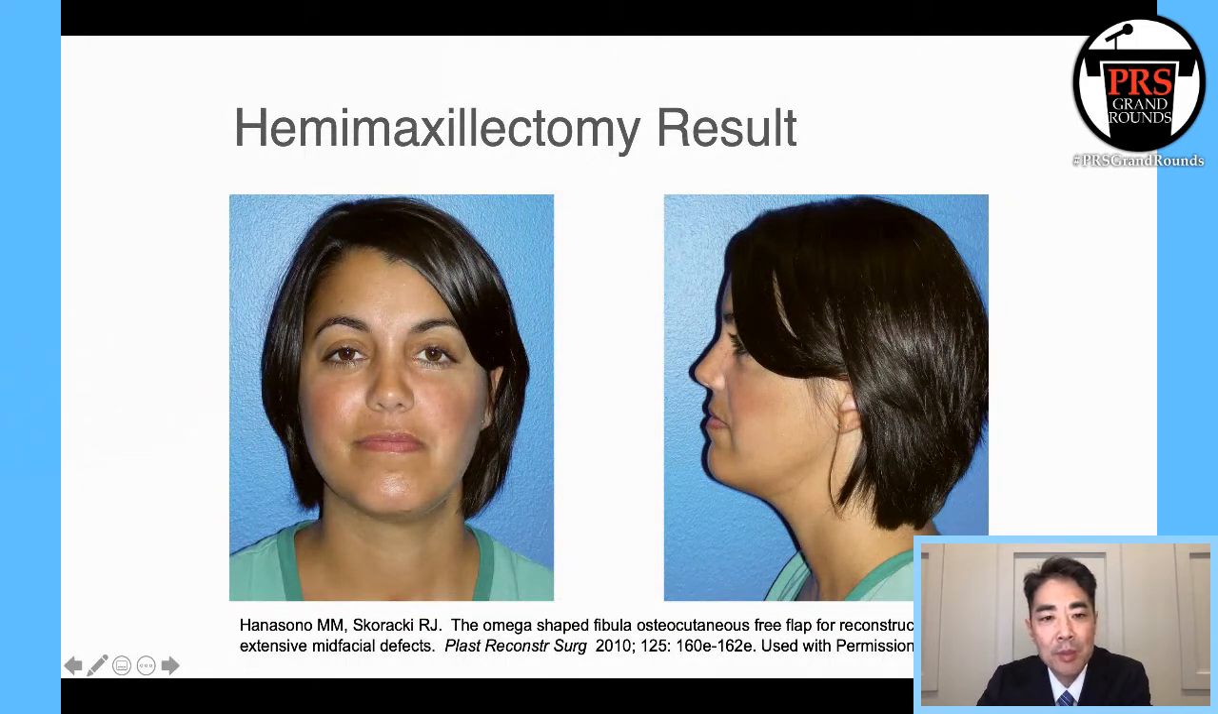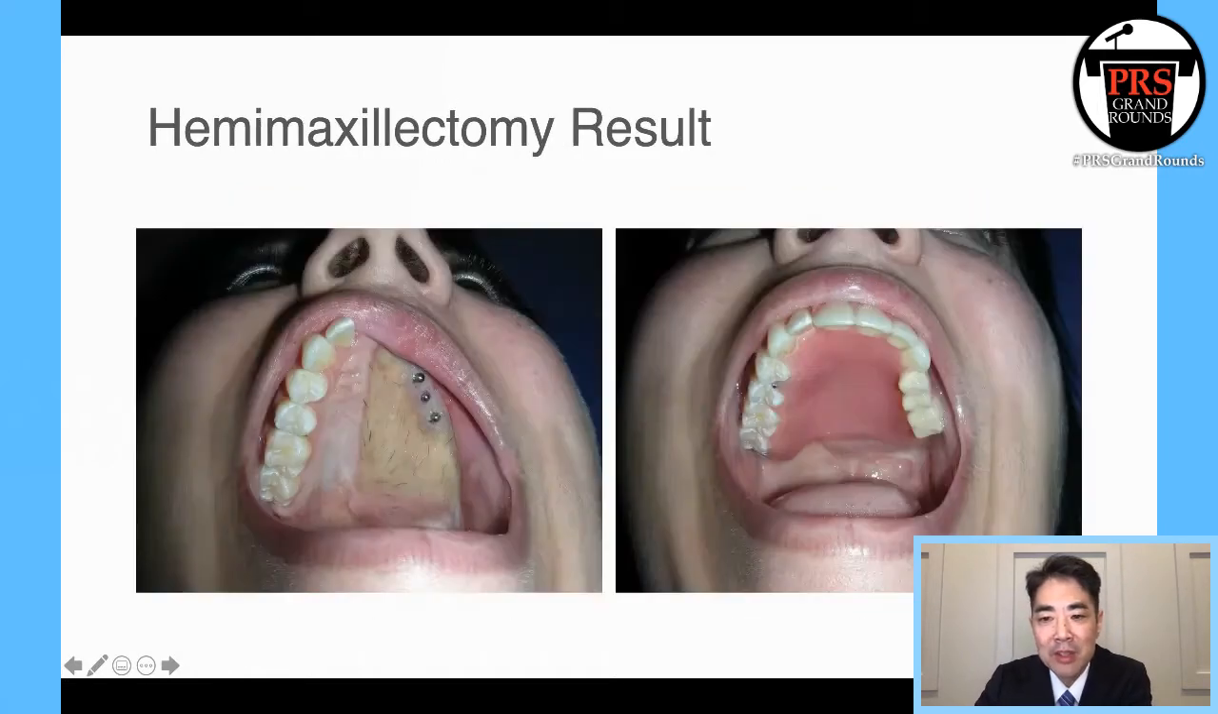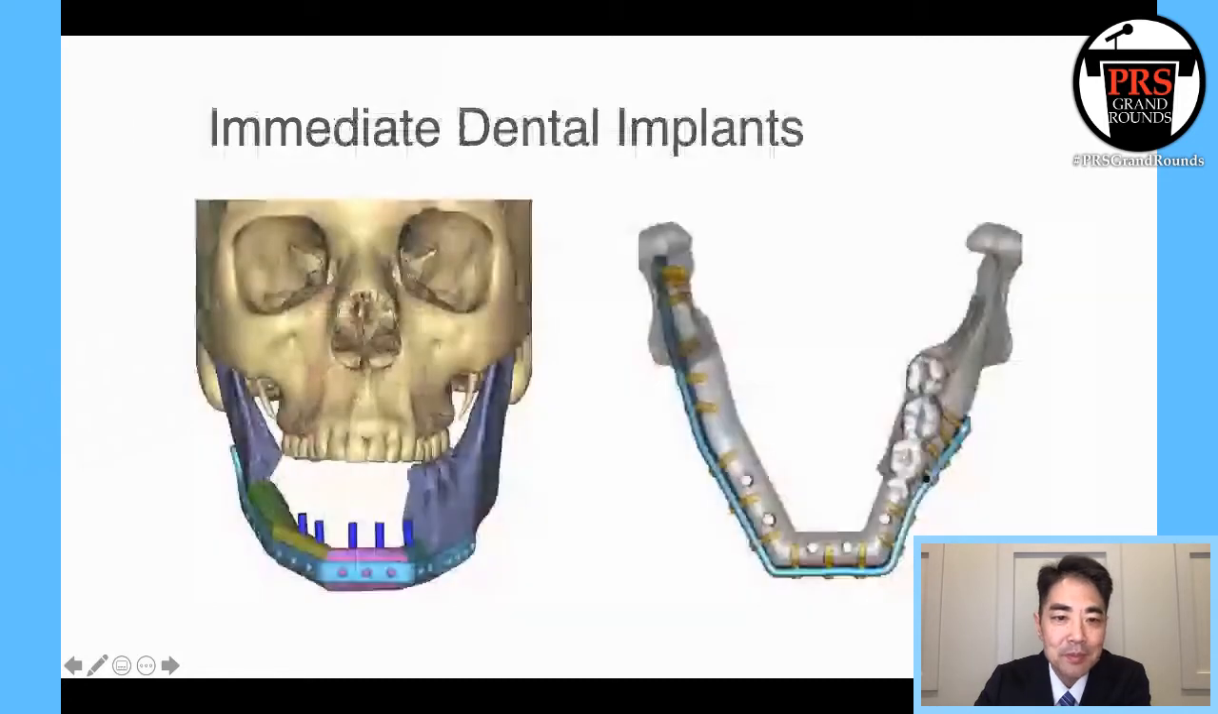And here's a restoration that we did. This is a young patient with a left hemimaxillectomy, although you can hardly tell here, except for the scar on her left neck where we did our microvascular anastomosis. And here's an intraoral view showing her fibula skin paddle with the osseointegrated implants and her completed dental restoration.